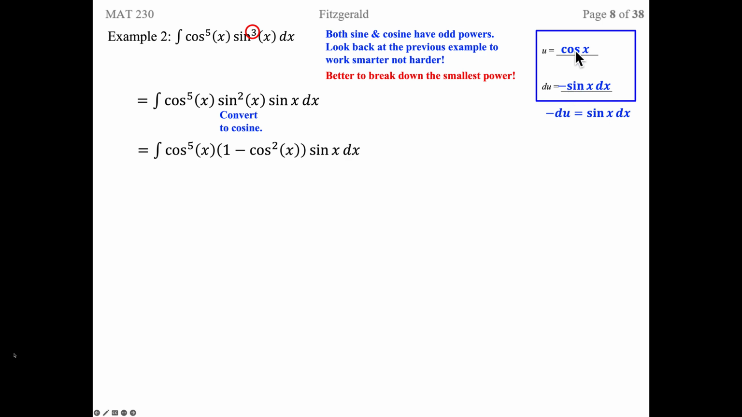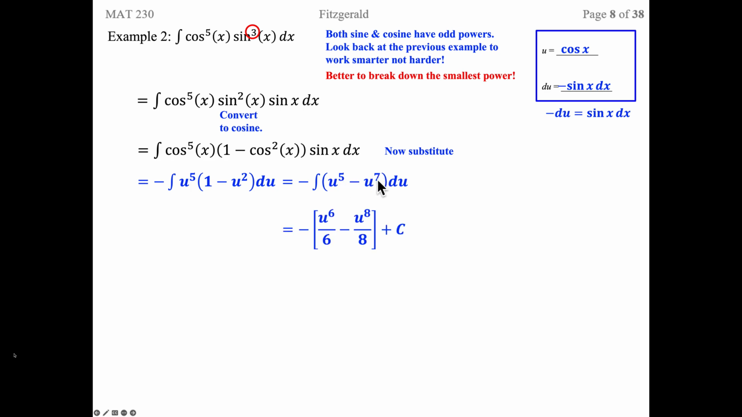And now we make the substitution. u to the 5th times the binomial 1 minus u squared du. But then again, don't forget your negative in front of your integral. Distribute the u to the 5th. Integrate it. We'll have u to the 6th over 6 minus u to the 8th over 8. Distribute the negative and put your cosine of x back in for u's. So negative cosine of x to the 6th power over 6 plus cosine of x to the 8th power over 8 plus c.